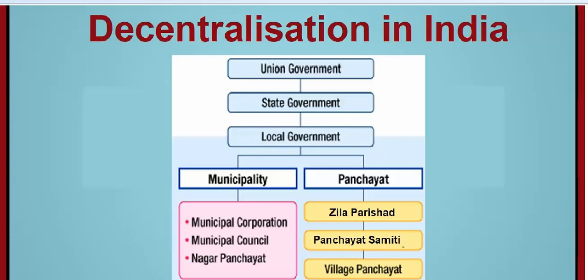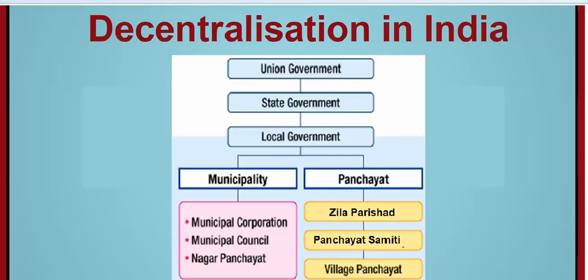You can see in this diagram union government, state government, and local government. There are two types of local government. In the cities, it is called municipality. In the villages, it is called panchayat system. Municipality may be of three categories: municipal corporations, municipal councils, and nagar panchayats. This division is done according to population of a particular city.